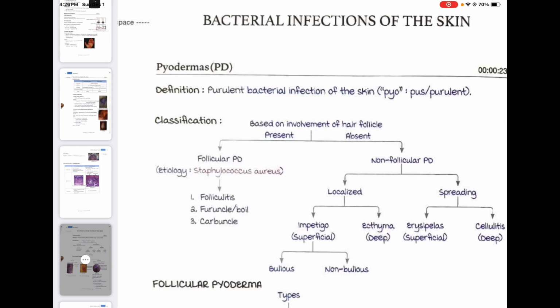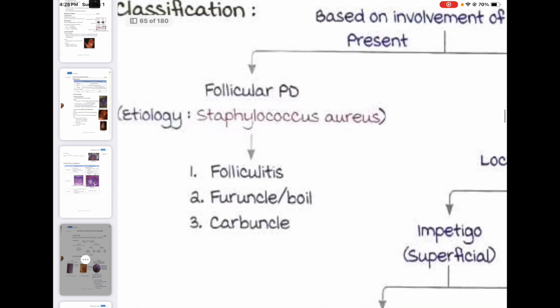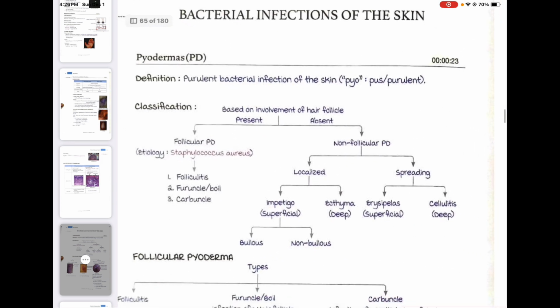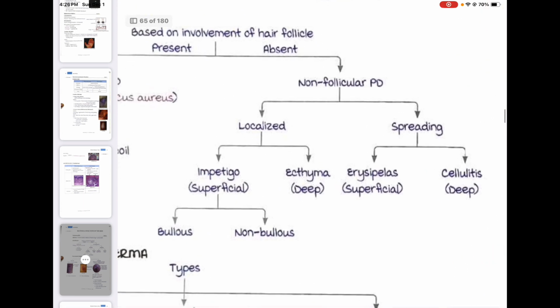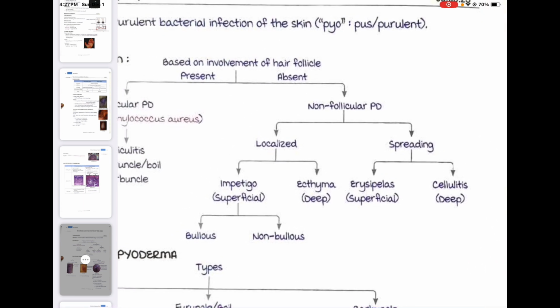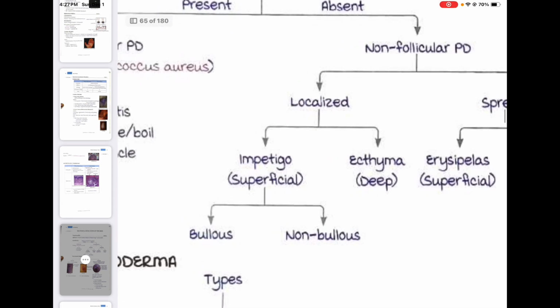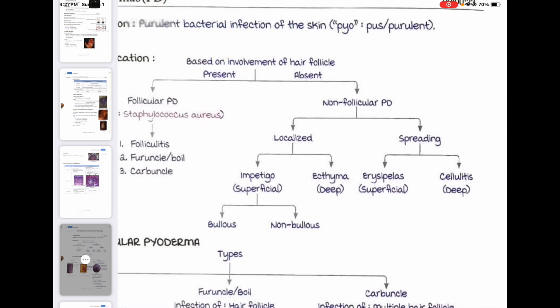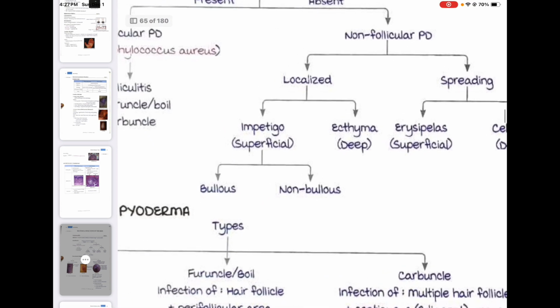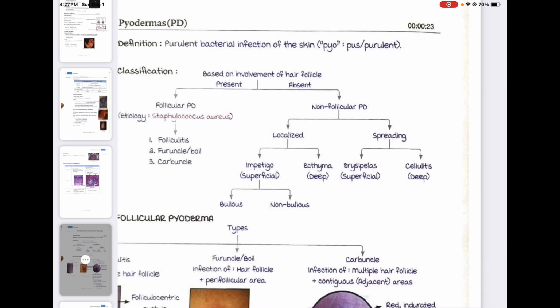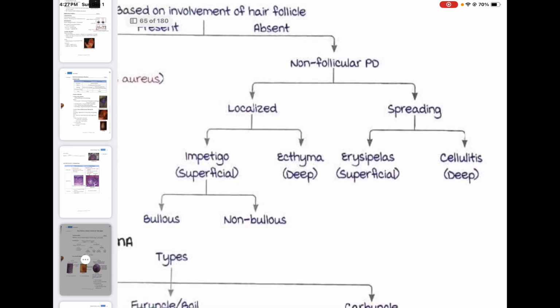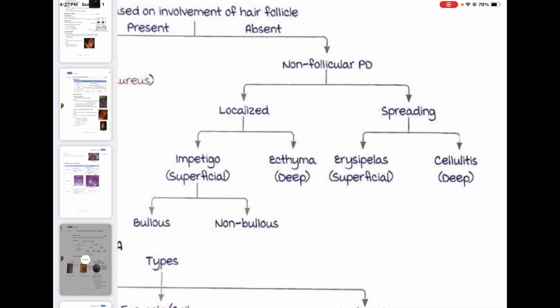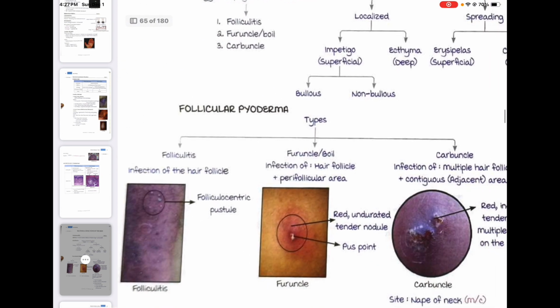If present, follicular pyoderma, caused by Staphylococcus aureus, known as folliculitis, furuncle, boil, carbuncle. If absent, non-follicular pyoderma: localized, impetigo, superficial, ecthyma, deep; impetigo, bullous or non-bullous. Spreading pyoderma: erysipelas, superficial; cellulitis, deep.